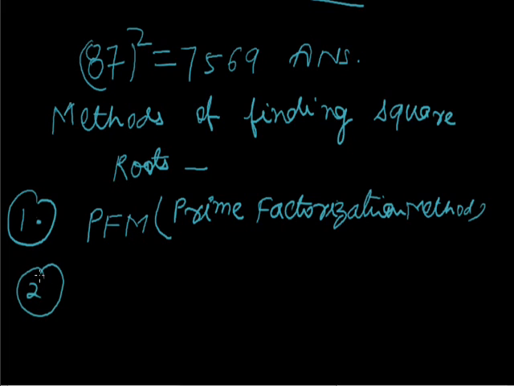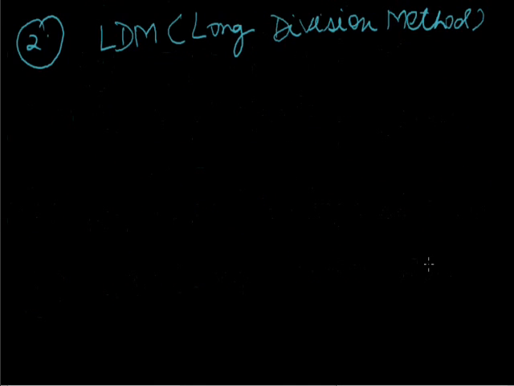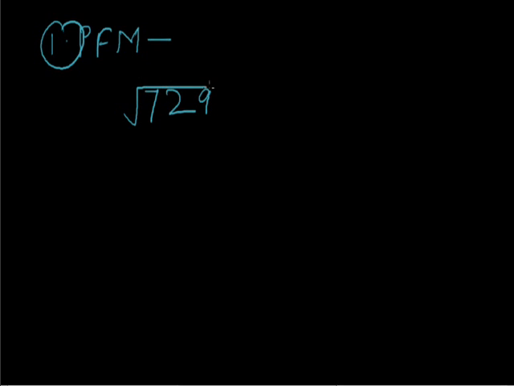Second method is LDM, known as long division. First of all, we will study about PFM and how to use this method. Let's say we have to find the square root of 729.